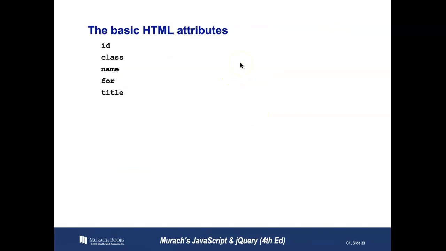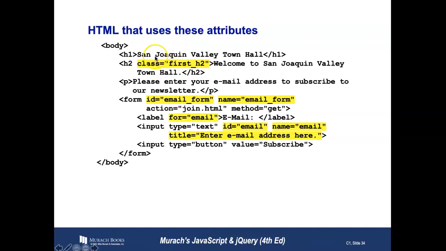And these are the basic HTML attributes: ID, class, name, for, and title. These are all things that are inside HTML. And here's an example of those attributes. If you haven't done it before, the class equals first underscore h2. That class will be a dot in the CSS. This is an ID. This is a name attribute. The label for has to match the ID so that when the user clicks on it, their cursor goes into the input type.